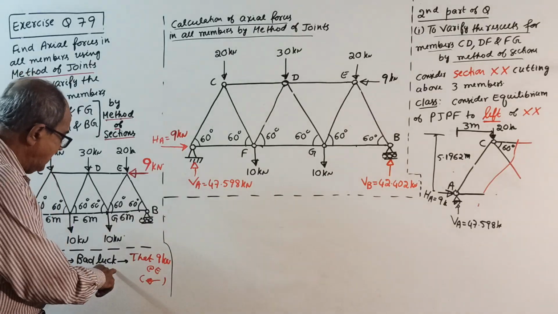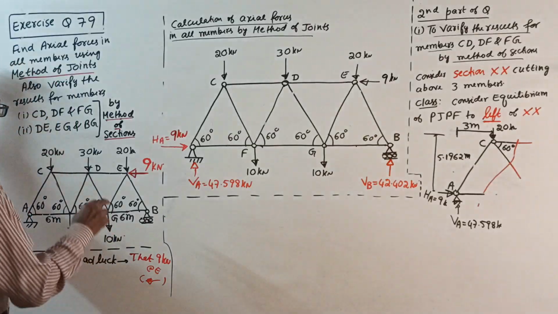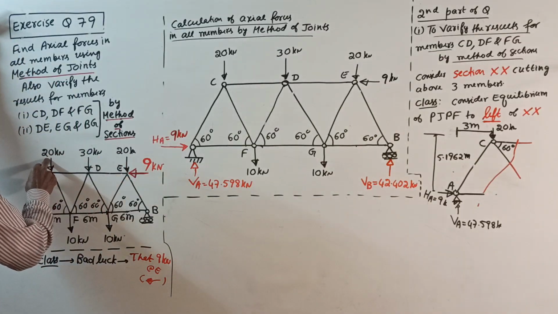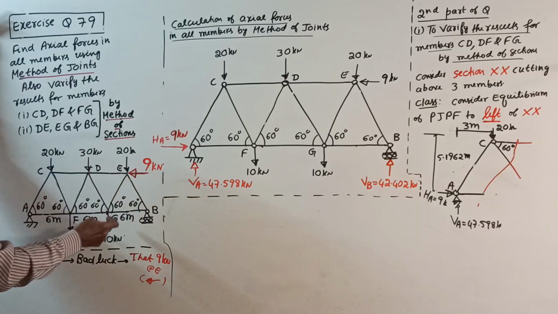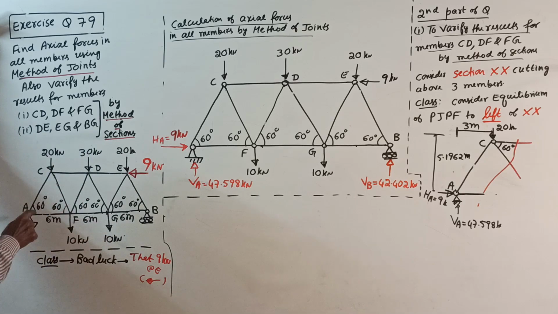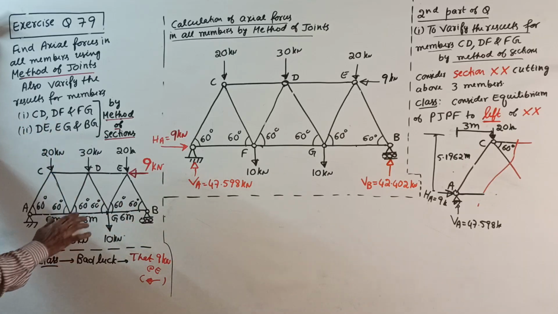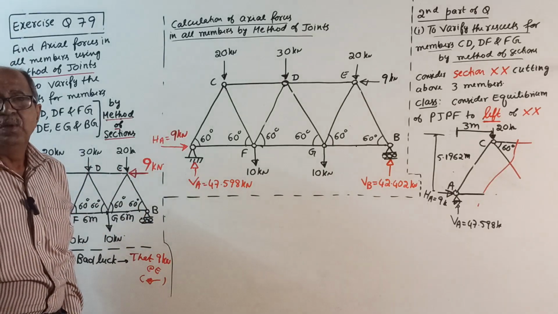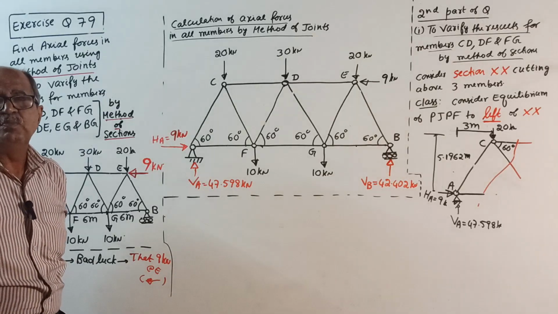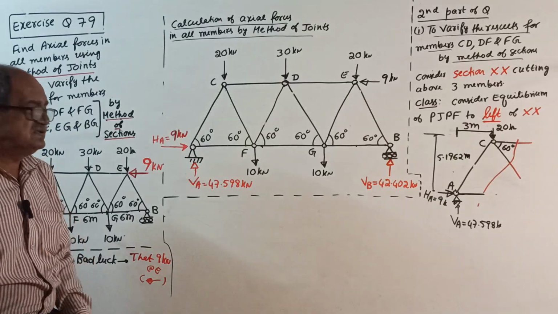Correctly observe the frame. 20-20, symmetrical. 30 at the center, no problem. This can be anything, 10-10. 6 meter, 6 meter, 6 meter. 60, 60, 60 degrees. This is a perfectly symmetrical frame. But only geometric symmetry will not do. Loading symmetry also should be there, loading with the reactions.